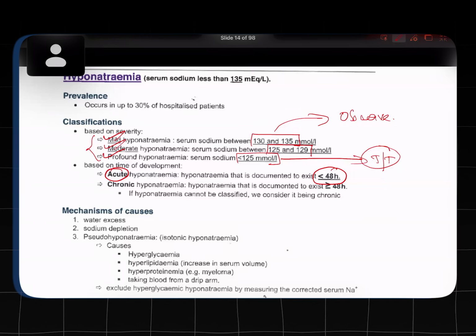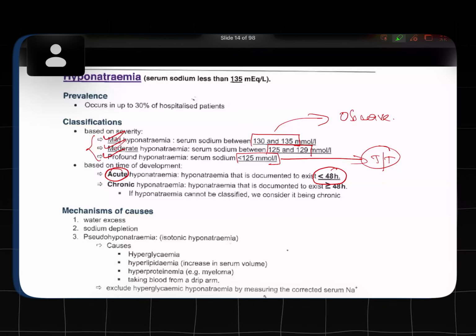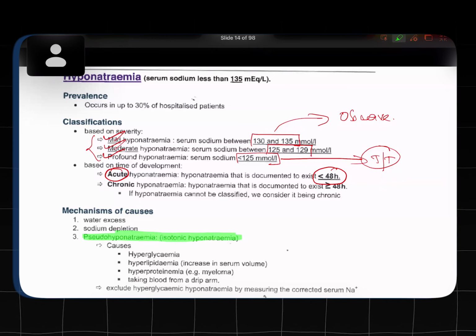What are the causes of pseudohyponatremia? You see, preparing for MRCP part 1 and part 2 is just going and solving MCQs. There is no shortcut. You have to go through the theory part and then solve the MCQs. So pseudohyponatremia can occur if the glucose, the lipids, the proteins are increased: hyperglycemia, hyperlipidemia, hyperproteinemia.